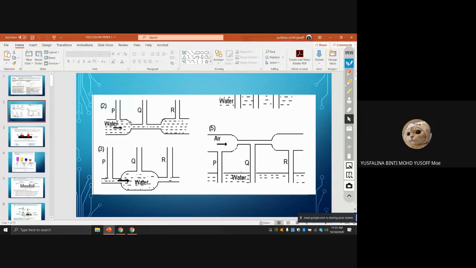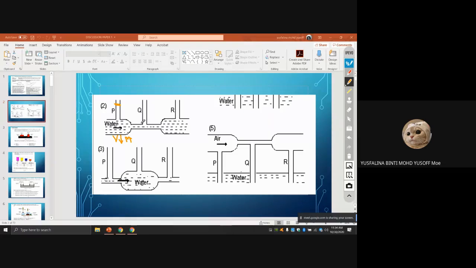Let's see this example. Let's say here the water flows, right? So when the water flows, the velocity should be lower at this part. When the velocity is lower, the pressure should be higher. So that's what Bernoulli states. The pressure being higher means the water can rise higher.